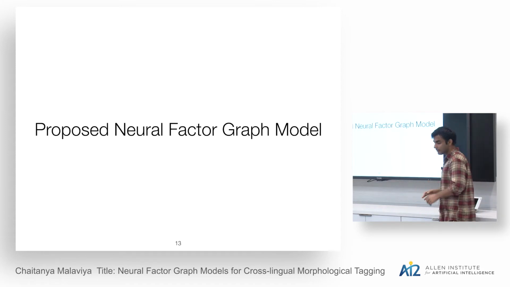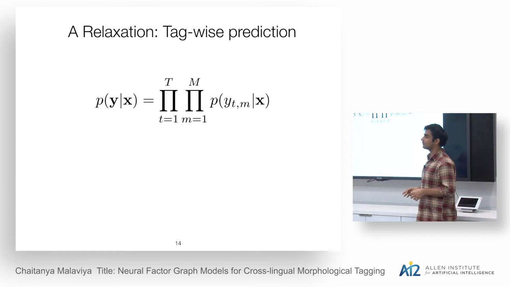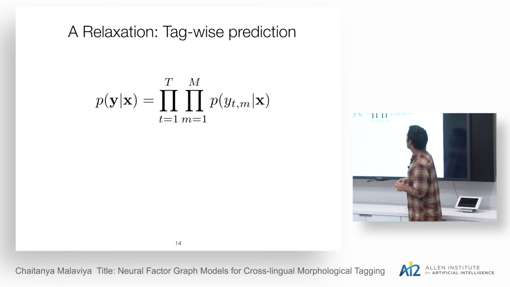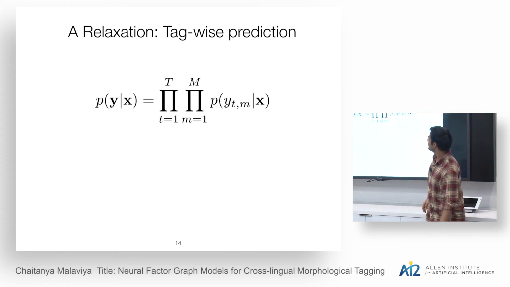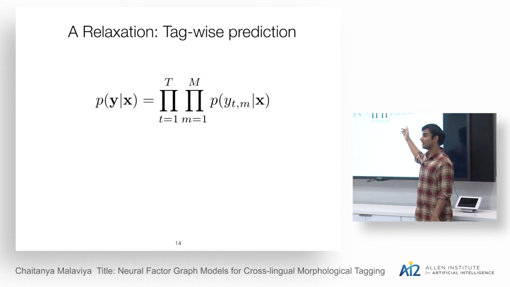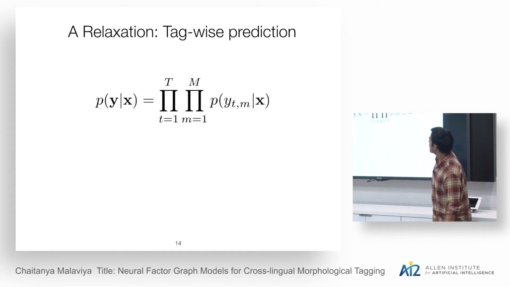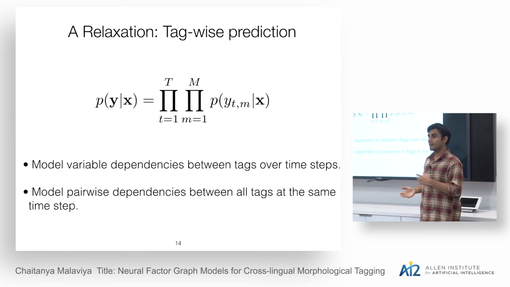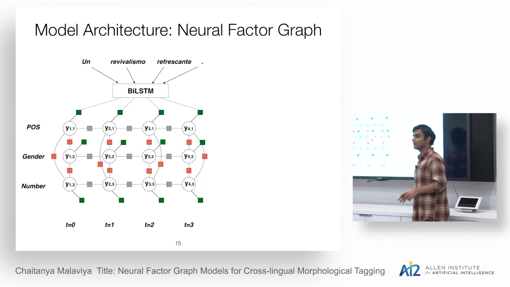Before I go on and propose the neural factor graph model, maybe we could think of a relaxation over the conditional probability of the sequence of tag sets given the input sequence by generating each tag individually. But this still has a problem because we're not modeling the dependencies between each tag separately here. So there are still no pairwise dependencies between tags. The motivation of our model is to model dependencies between tags over time steps, and also model pairwise dependencies between all tags at the same time step, which brings us to this model architecture.